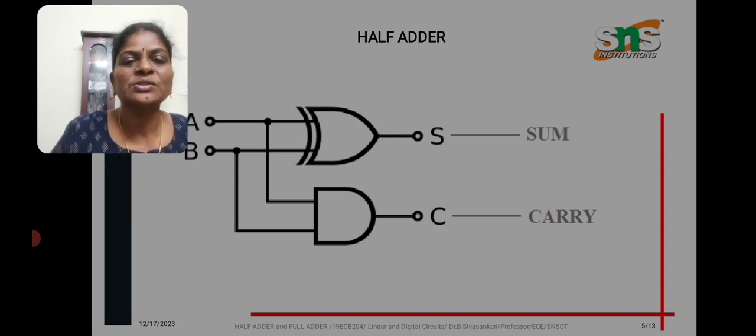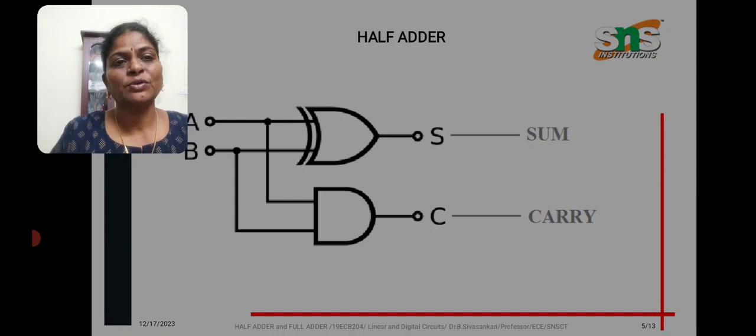So this is the logic circuit of the half adder. Sum and carry are your outputs. Inputs are A and B. Sum A XOR B is represented by this XOR gate, and carry is AB. From A and B you can connect the inputs for your carry, so that you get the output AB. So this is the logic circuit of your half adder.